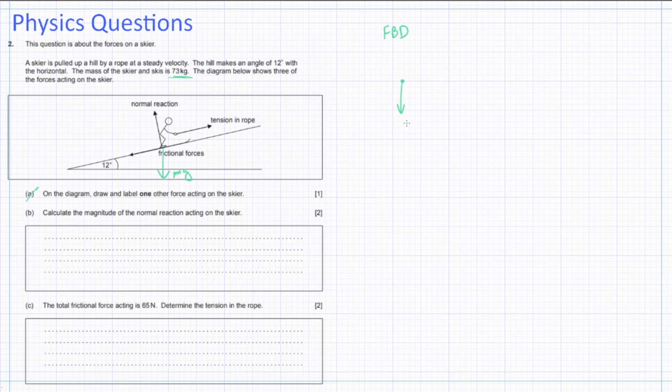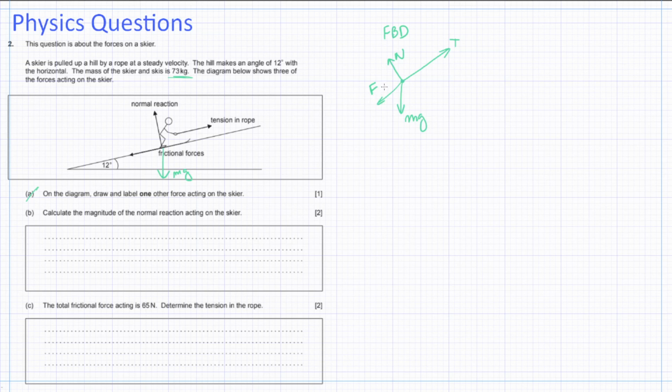There will be a force downwards, which is our weight. There will be some tension pointing in the same direction as the slope, parallel to it. There will be a normal reaction. I'm exaggerating a few things here just for clarity. And also we've got some friction, which is in the same direction as the slope but opposite to our tension. It's parallel as well to the floor.